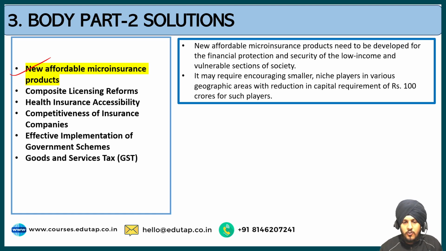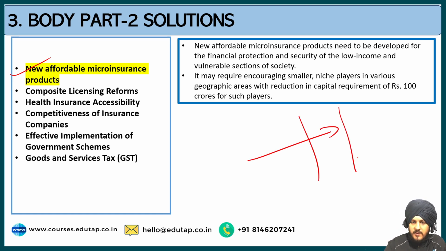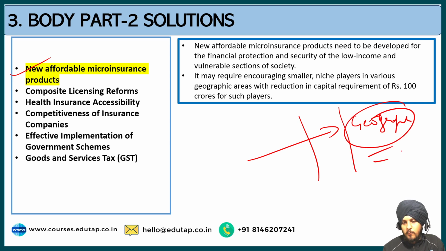And what the government can also do is expand these insurance product services to the hinterlands or the geographical areas where these populations are more in number and are facing a lag as far as the availability of insurance products and services is concerned. So that could be the first solution that can be considered by the government.